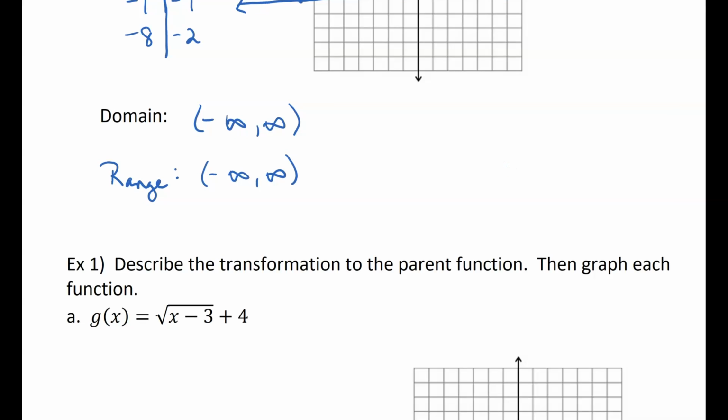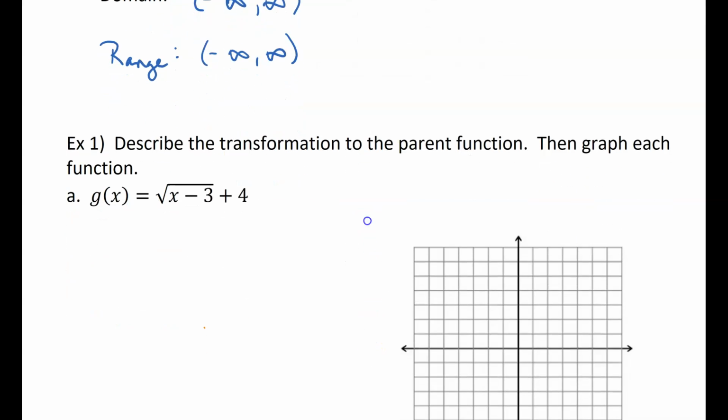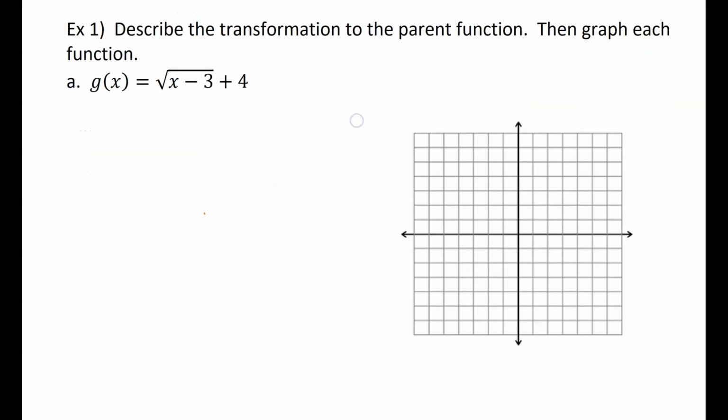Okay. Everybody's favorite, transformations. So, what is the beauty of transformations on radical functions? Do the rules change? No, it's the exact same rules. So, the exact same things that we did at the beginning of the year, those same rules will apply here.